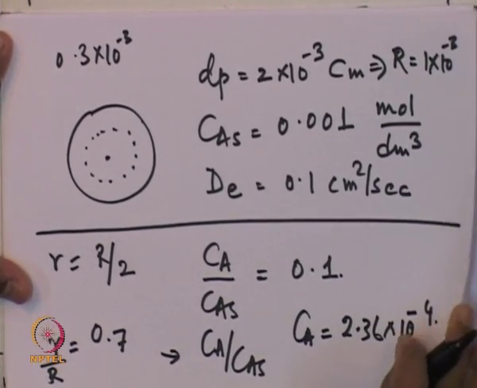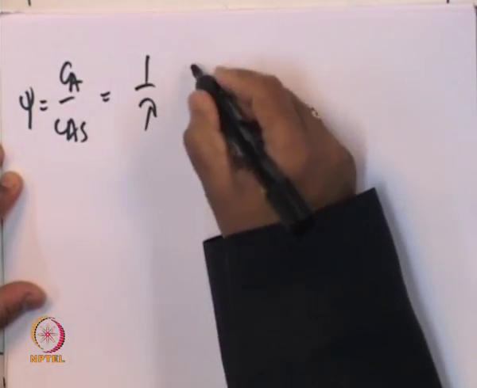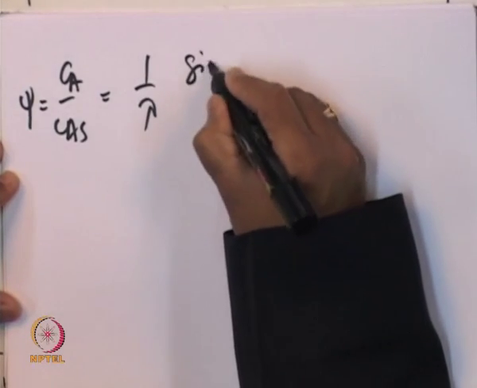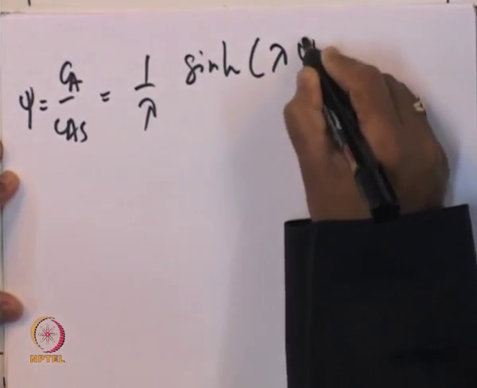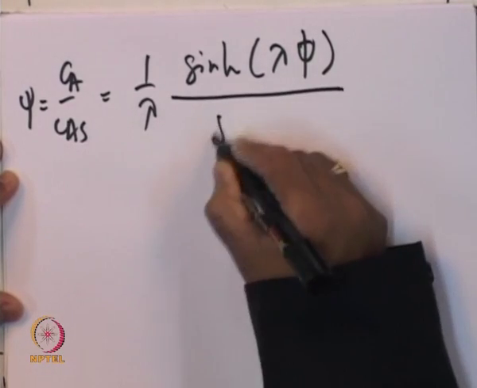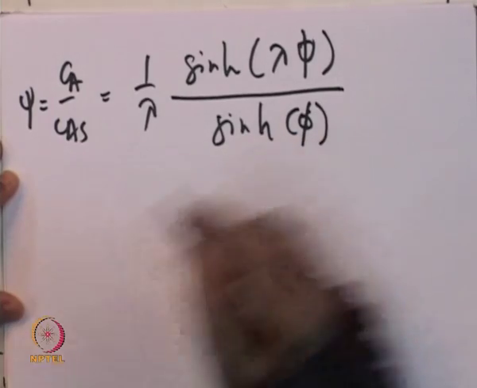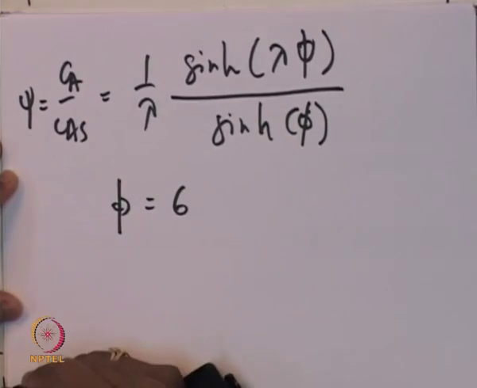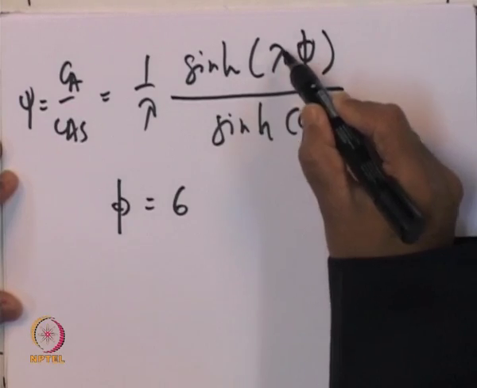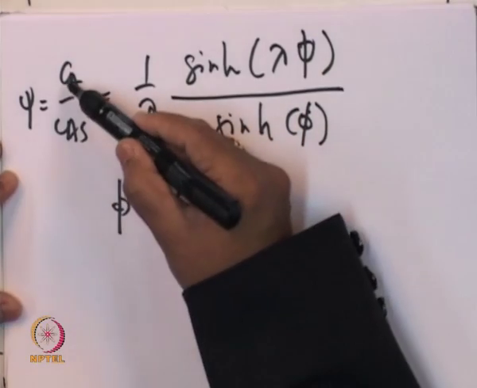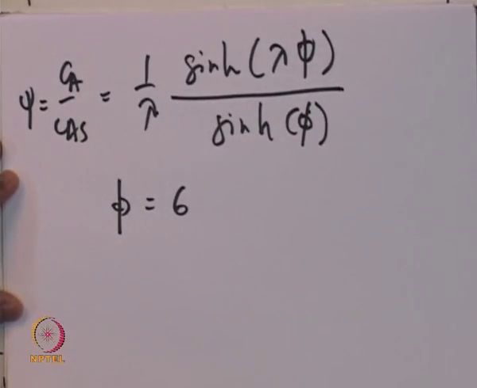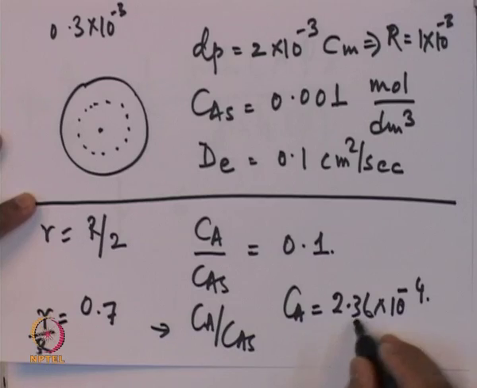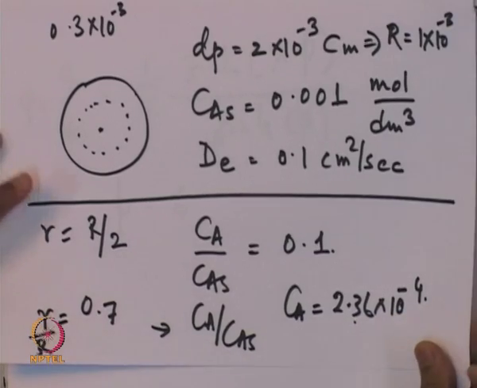Because we know the relation for the concentration profile, that is Ca by CAS, which is denoted as psi, is equal to 1 by lambda, sinh(lambda into phi) divided by sinh phi, where phi is the Thiele modulus. So from the given data we can calculate phi, which came out to be 6. And then again we substituted for the dimensionless distance lambda, and we calculated Ca. So Ca was equal to 2.36 × 10⁻⁴. Okay, so that's a quick revision of what we have learned last time.